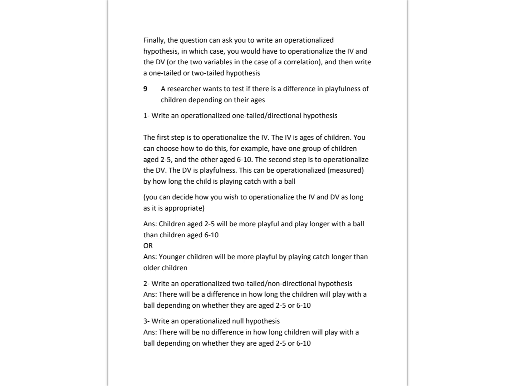So if the question, like the first few examples, was simply a researcher wants to test if there is a difference in playfulness of children depending on their ages, and the question was write a one-tailed hypothesis, not operationalized, just a one-tailed hypothesis, then I could say younger children will be more playful than older children. For two-tailed, there will be a difference in playfulness depending on ages of children. That would have been fine. But because they're saying operationalization, then you should operationalize it.